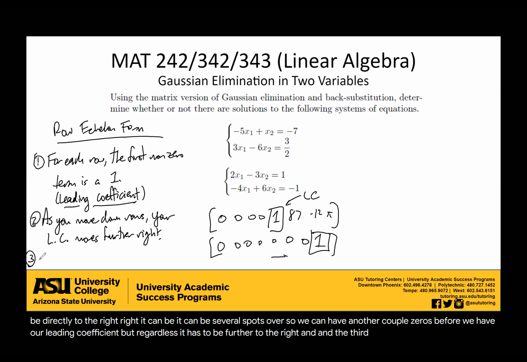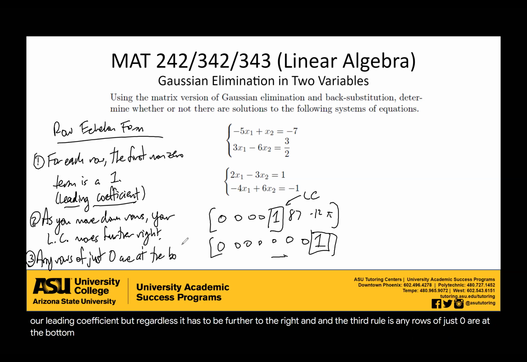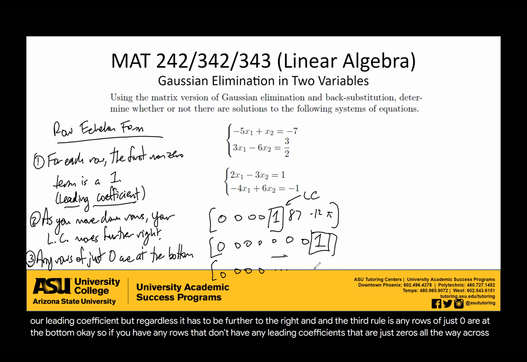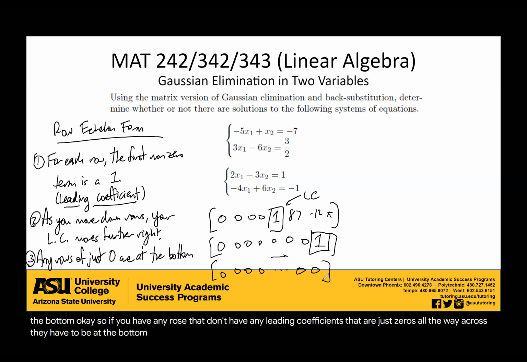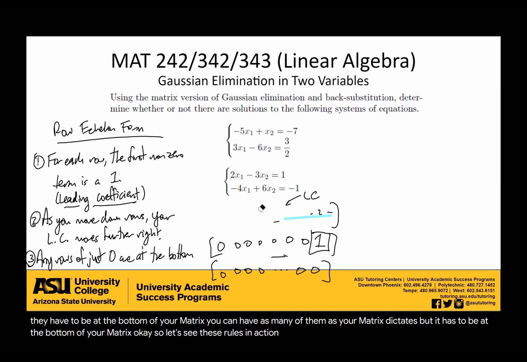And the third rule is any rows of just 0 are at the bottom. If we have any rows that don't have any leading coefficients, that are just zeros all the way across, they have to be at the bottom of your matrix. You can have as many of them as your matrix dictates, but they have to be at the bottom. Okay, so let's see these rules in action, and let's get our first system of equations into row echelon form.